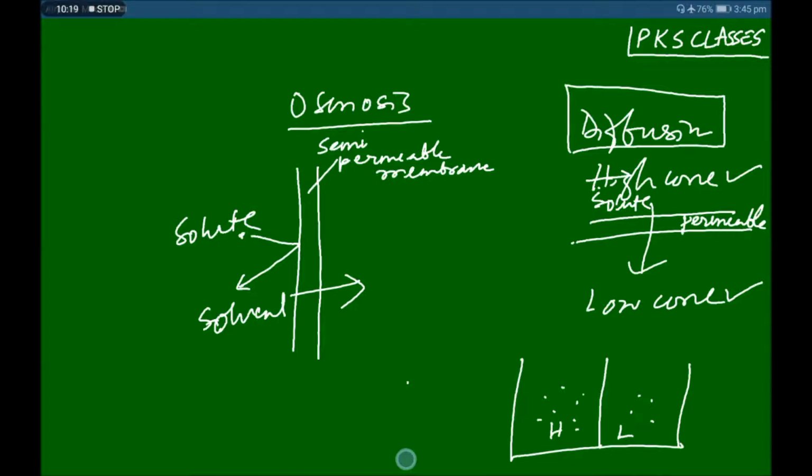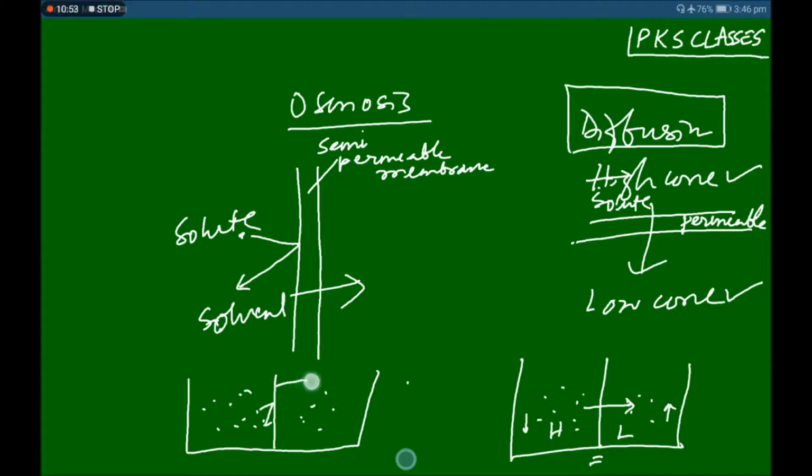How will the concentration become the same? If some of the solutes here go to this side, the concentration will increase here and decrease there, and both will be the same. Okay. If we use a semi-permeable membrane, so that from the high concentration the solute cannot go, then how will both sides have the same concentration? In that case, what will happen?